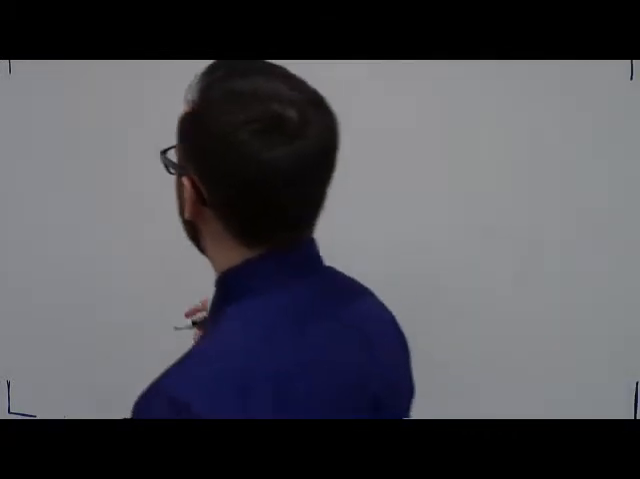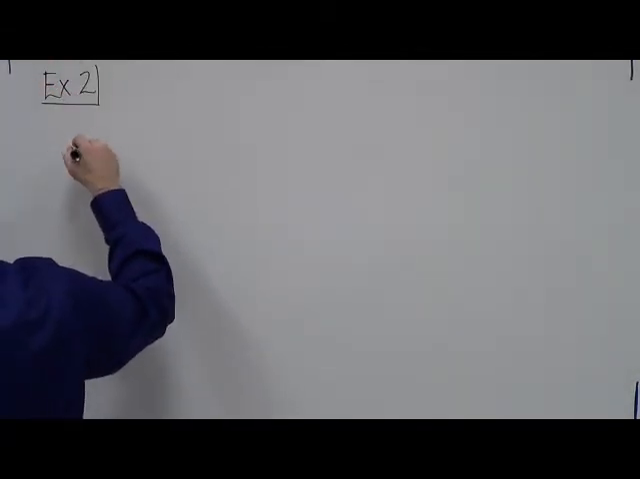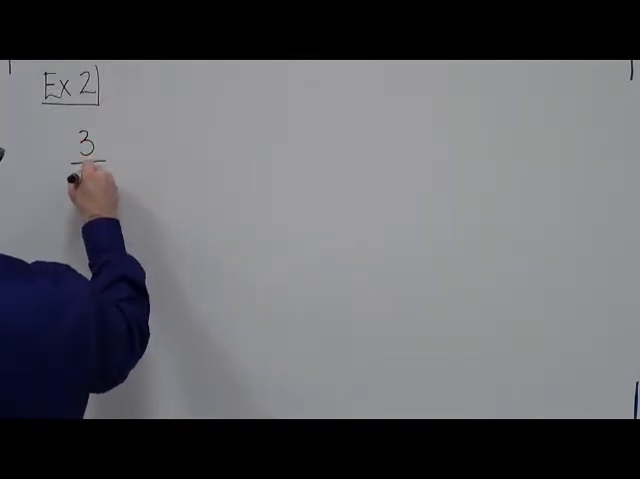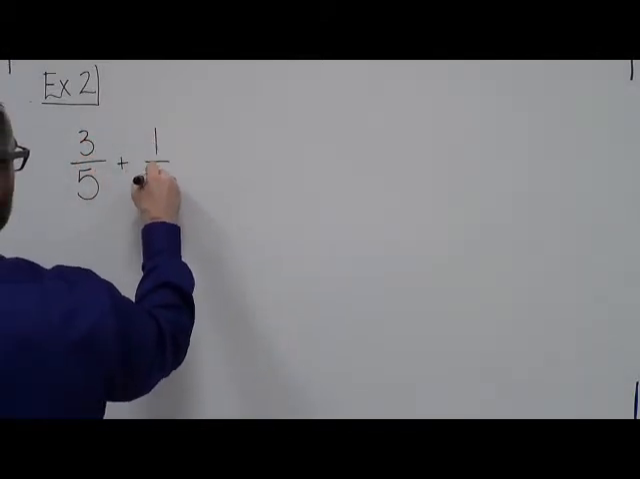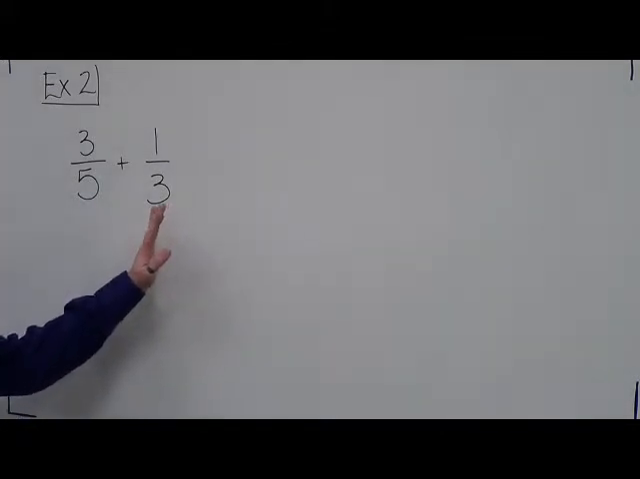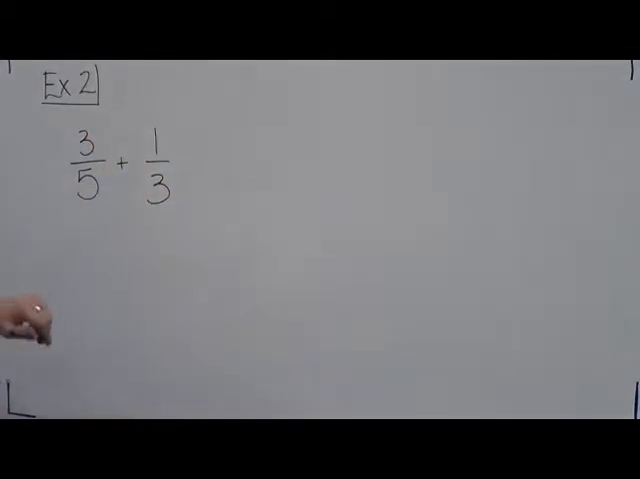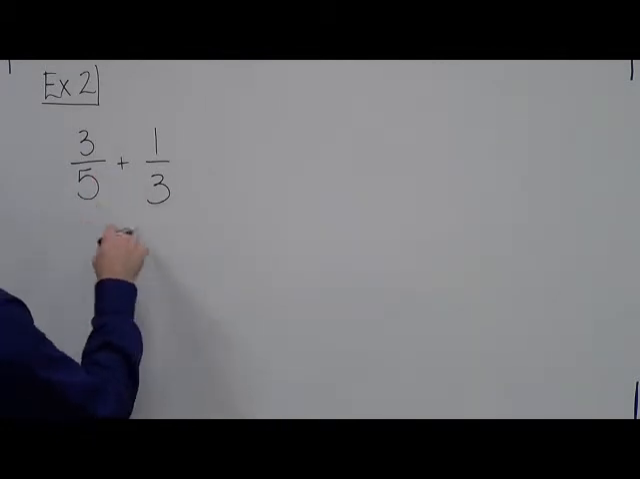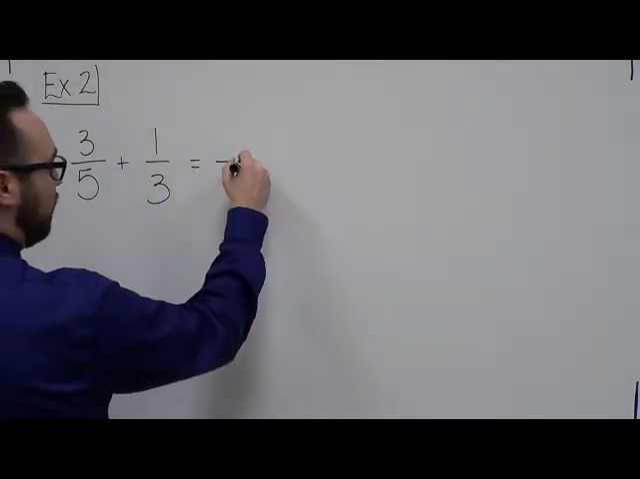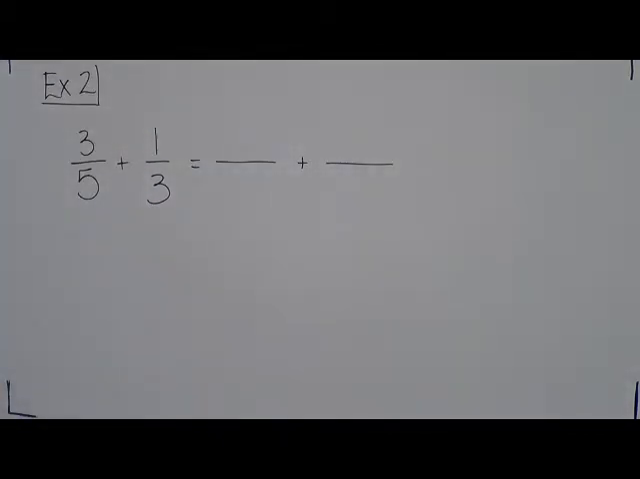So let's start with just an example of, we're going to add 3/5 and 1/3. Now we cannot add just straight across. We cannot do just 5 plus 3 and get 8, 1 plus 3 and get 4. We have to get a like denominator down here. So what we want to do is figure out what is a common multiple between 5 and 3.